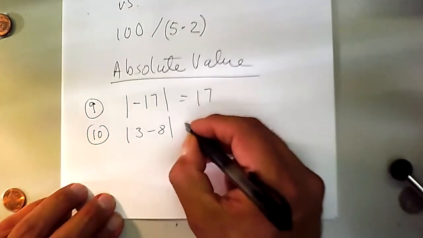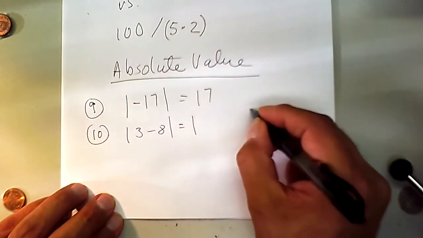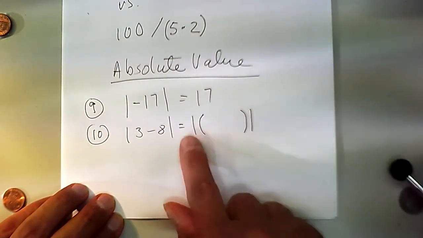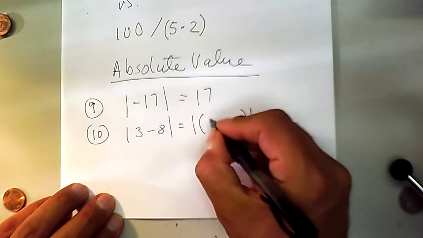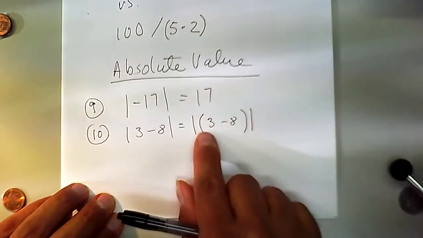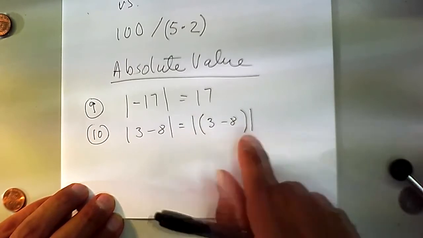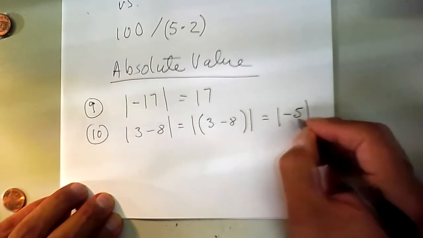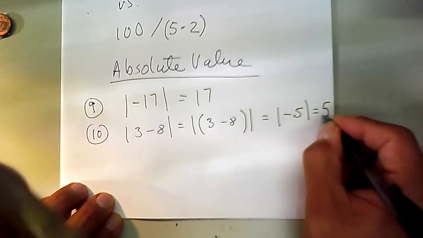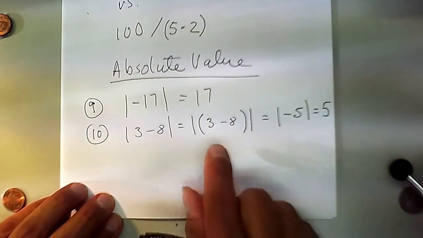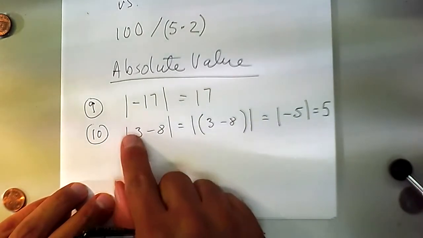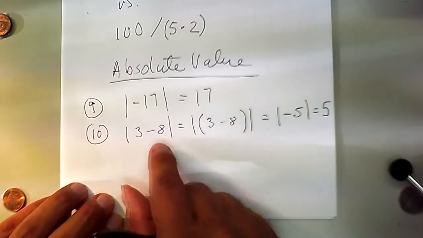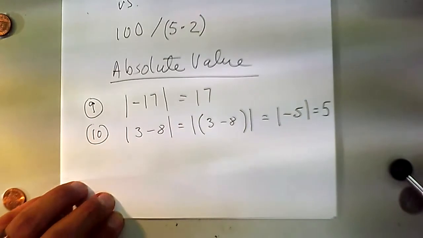Well, this is a trick. Whenever you have an absolute value, pretend there is a parenthesis included in the absolute value set of bars. So really, this means 3 minus 8, do that first, which is negative 5, and then obtain the absolute value of that, which is 5. So pretend that the absolute value bar also works as a parenthesis of the expression inside of it.